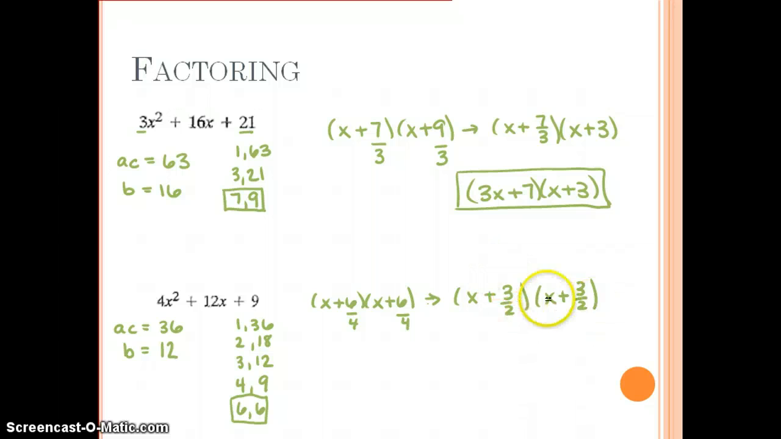And since we can't simplify any farther, then you bring that bottoms up. So you take your denominator and you bring it up front. So 2x plus 3 and 2x plus 3. So this would be my final factored answer.